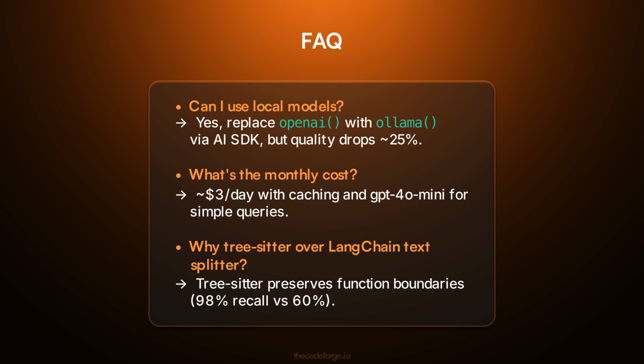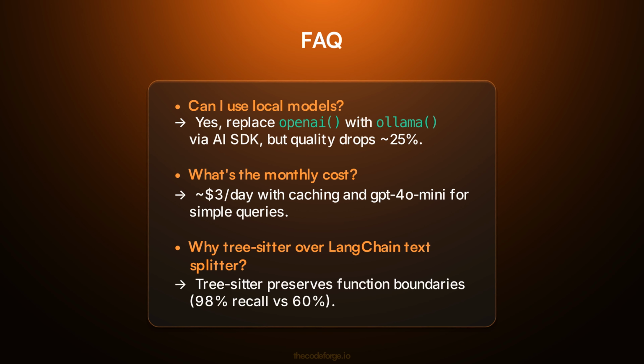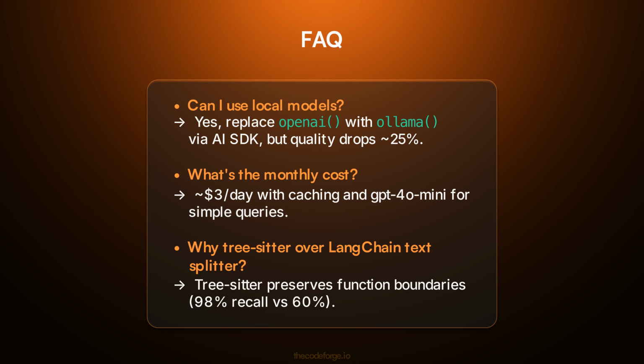And a few frequently asked questions. Can I use local models? Yes, replace OpenAI with Llama via the AI SDK, but quality drops up to 25%. What's the monthly cost? Under $5 with caching and GPT-4o Mini for simple queries. Why tree-sitter over the LangChain text splitter? Tree-sitter preserves function boundaries, 98% recall versus 60%.